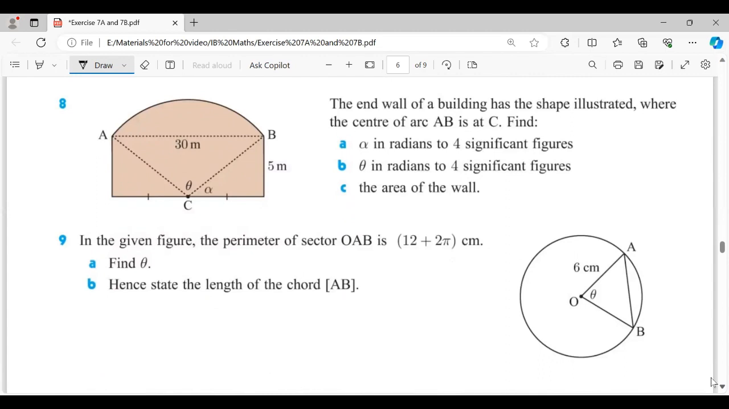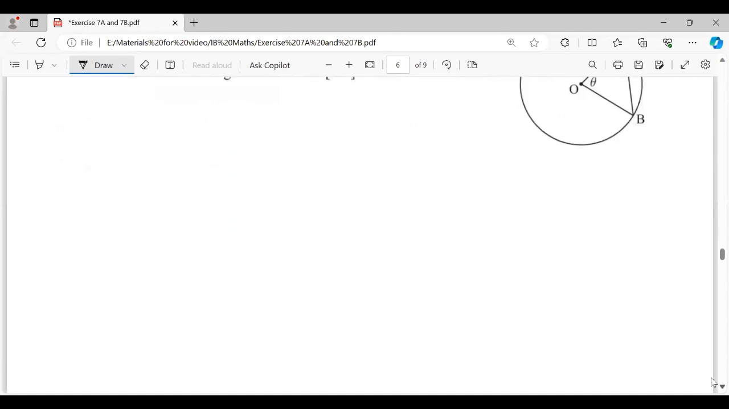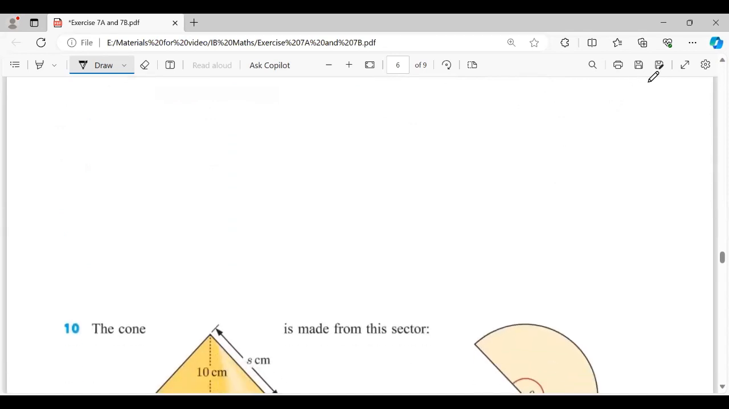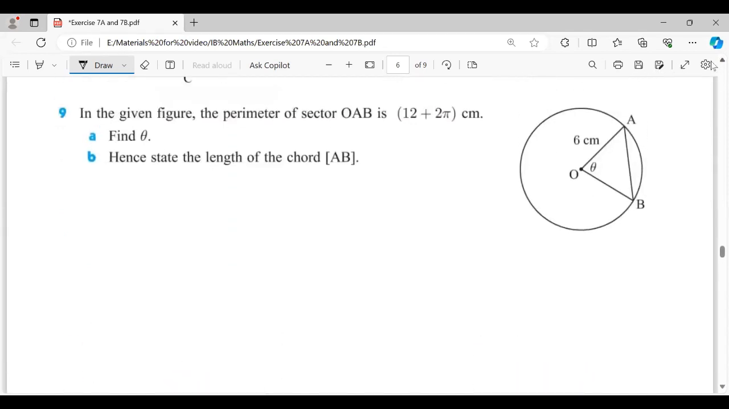8. The end wall of a building has the shape illustrated where the center of arc AB is at C. Find A. Alpha in radians to four significant figures. B. Theta in radians to four significant figures. C. The area of the wall. Okay. I'm going to use this space for number 8.